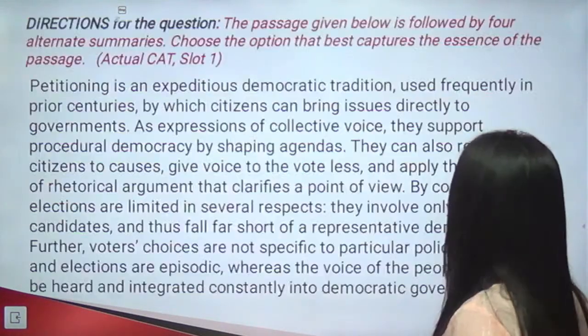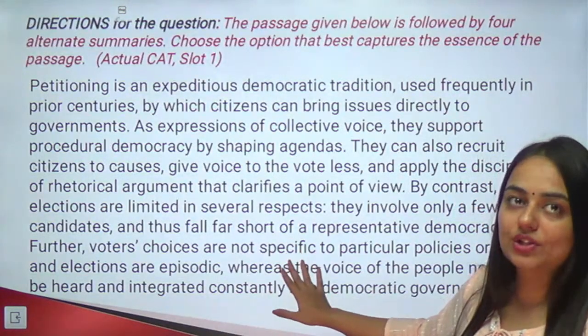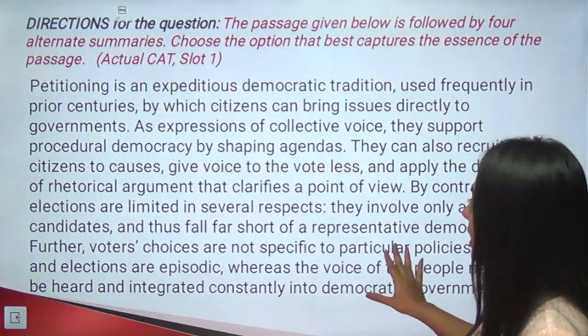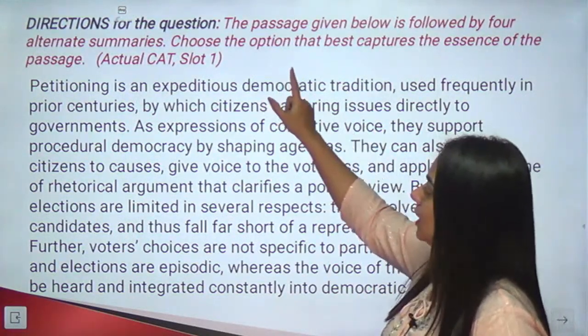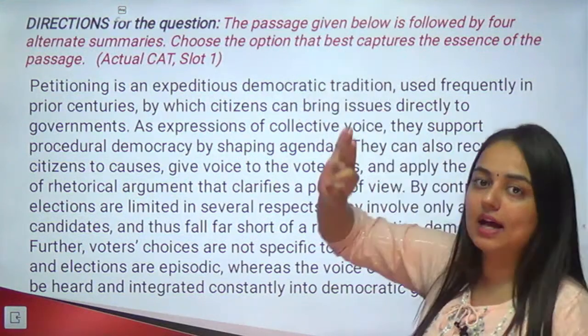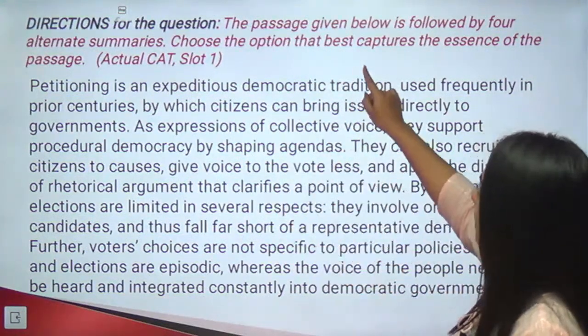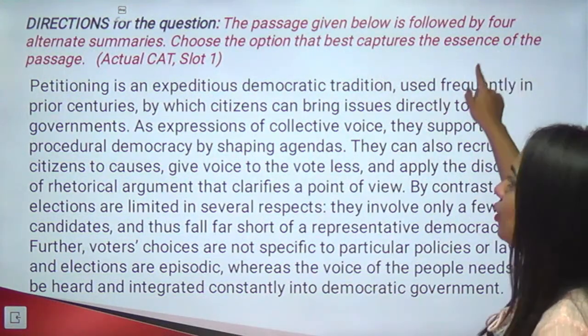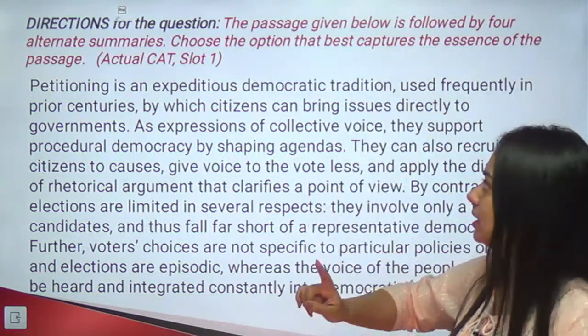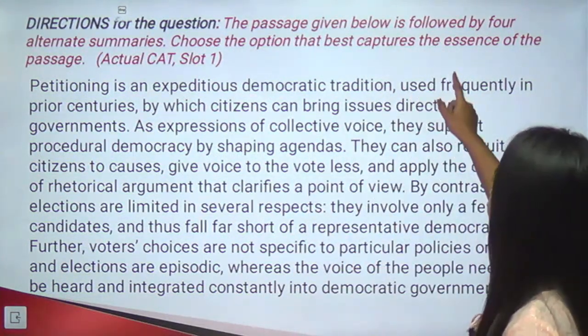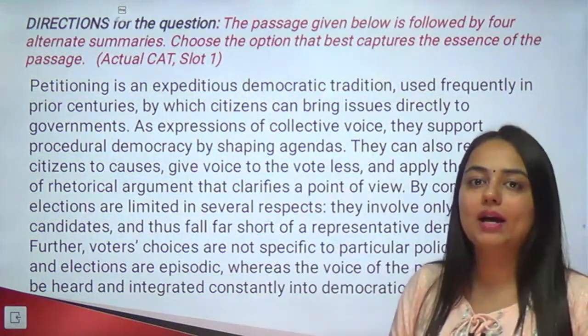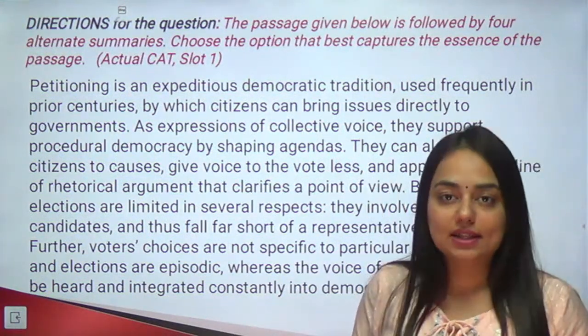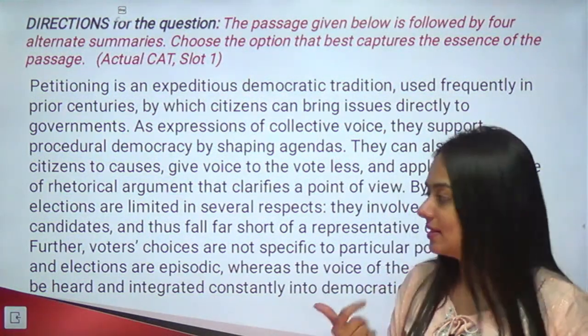Right? With this, let us see a question which appeared in the paper last year. Let me quickly read the direction for you. The direction is as it is picked from the paper. The passage given below is followed by 4 alternate summaries. Choose the option that best captures the essence of the passage. Capture the essence, which means the main idea. Essence is the main idea.